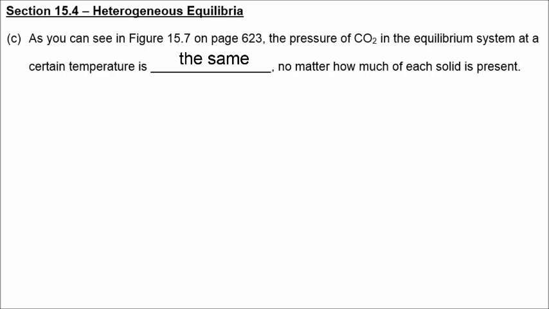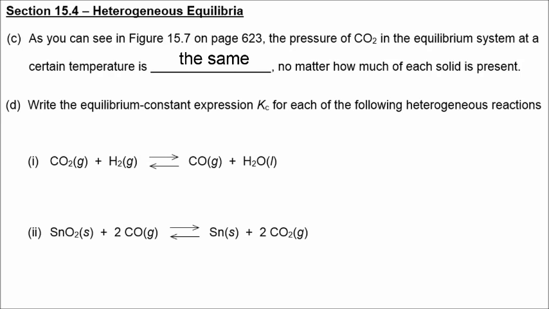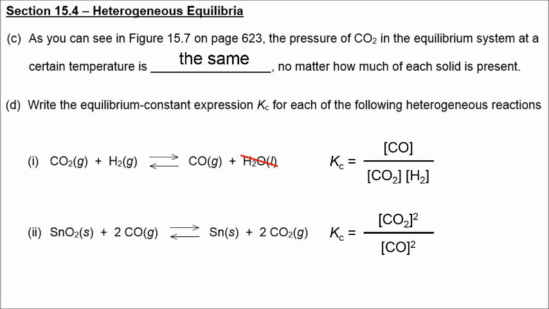All right, let's take a look at some examples where we have to write the expression for Kc and eliminate pure solids and pure liquids. So we have concentration of CO divided by concentration of CO2 and concentration of H2. We eliminate the pure liquid water. Here we have concentration of CO2 squared divided by concentration of CO squared. We eliminate the solid tin oxide and solid tin.